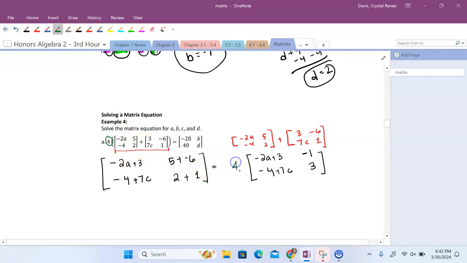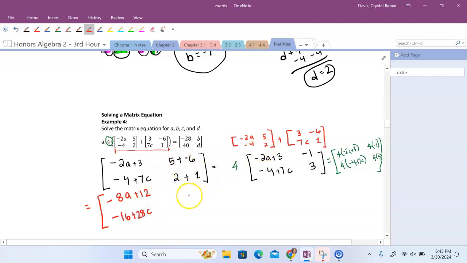So now I'm going to take care of the scalar. This is just going to be 4 times -2a plus 3, and then 4 times -1. This is going to be 4 times -4 plus 7c, and 4 times 3. Simplify this. This is -8a plus 12, and then down below I have -16 plus 28c. 4 times -1 is simply -4. 4 times 3 is 12.